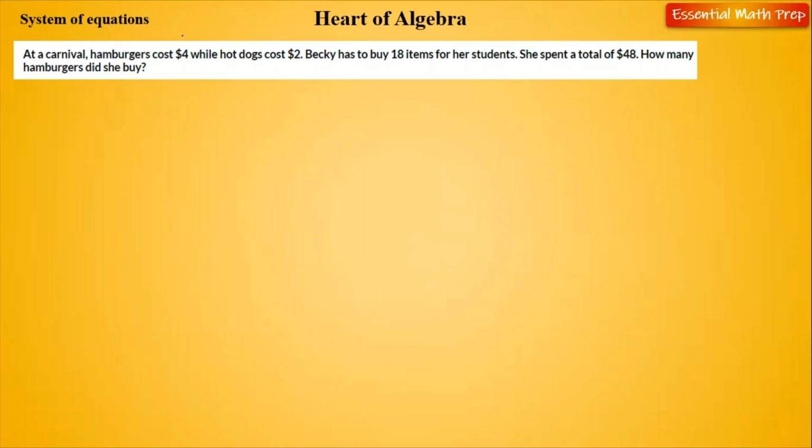So hamburgers, let's say, is X. Again, those are two different food items. They're different composition. So hot dogs will be Y. This is what I'm assuming. You could have assumed X to be hot dogs, Y to be hamburgers. That's absolutely correct. You can do that. So physical count of hamburgers plus hot dogs is 18, because that's 18 items.